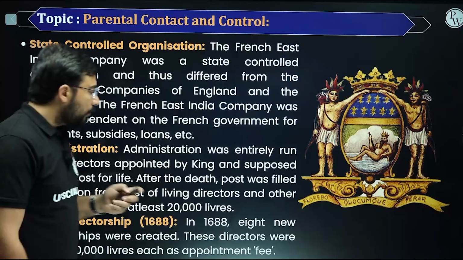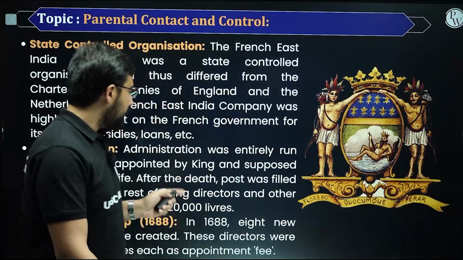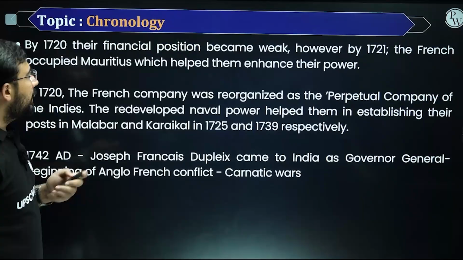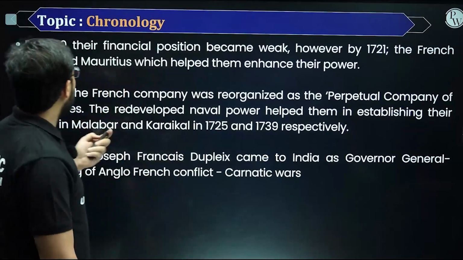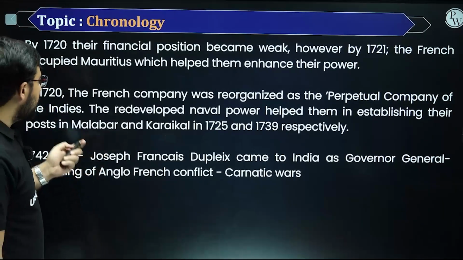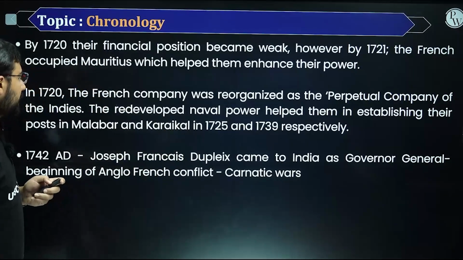Later on, a few more directors were added in this company, so they became around 20 by 1688. Next, around 1720, the financial position became weak for the French. Later on, they tried to enhance themselves. They occupied Mauritius. Then they were able to capture the areas of Malabar and Karaikal by 1725 and 1739 respectively.